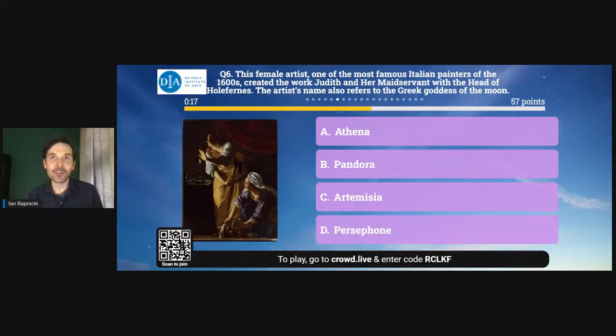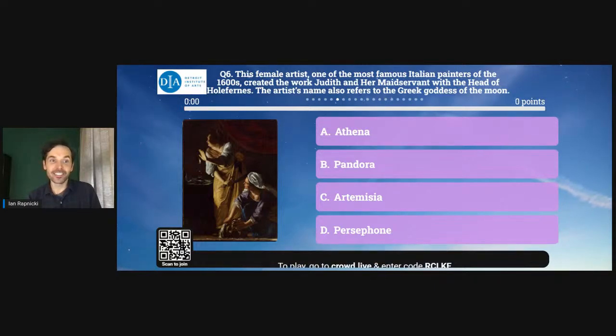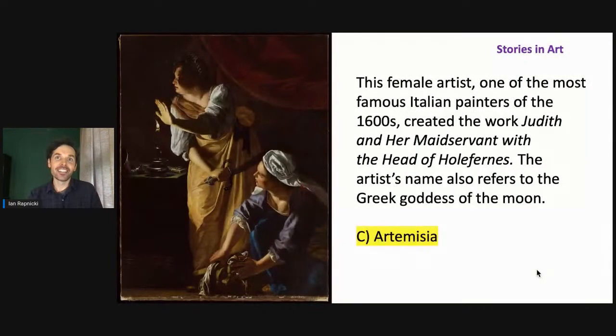What is the name of the female artist of this artwork on your screen? Was it Athena, Pandora, Artemisia, Persephone? The name also refers to the Greek goddess of the moon. What is it? 2 seconds. Time's up. The answer is Artemisia.